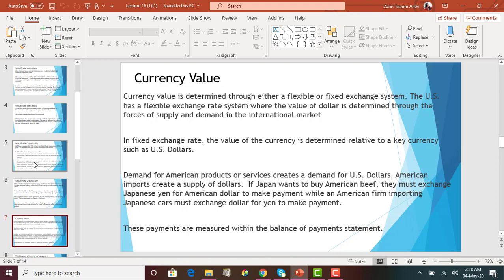The example I'm trying to give is, if Japan wants to buy American beef, they must exchange the Japanese yen for American dollars to make payment. While if an American firm is trying to buy Japanese cars from Japan, they must exchange dollars for yen to make the payment. These payments are measured within the balance of payment statement. The balance of payment statement is a type of financial statement maintained by the government that records all these exports, imports of goods and services, the net investment, as well as capital investments.